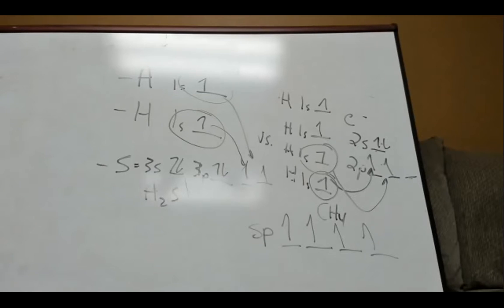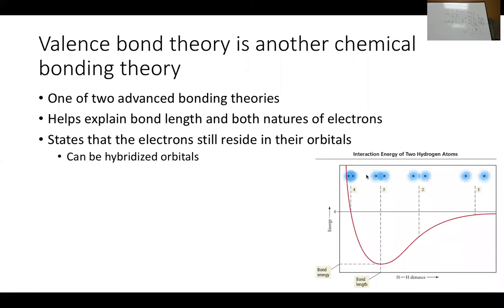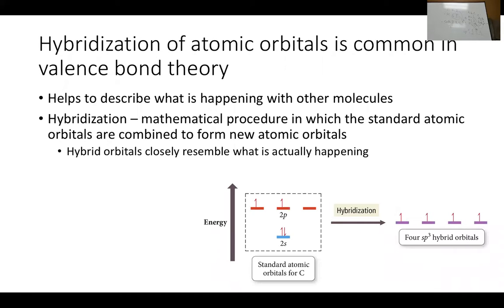So I'm wheeling back over to my computer so we can get the PowerPoint back on. The hybridization of atomic orbitals is common in valence bond theory, and it helps to describe what is happening with other molecules, like we saw with the carbon over there.